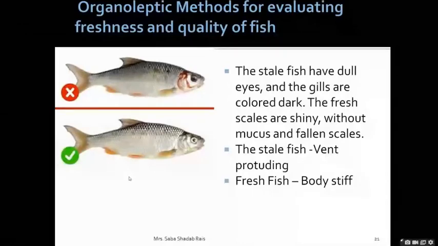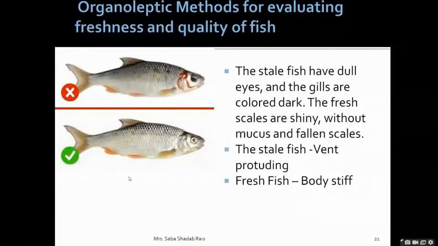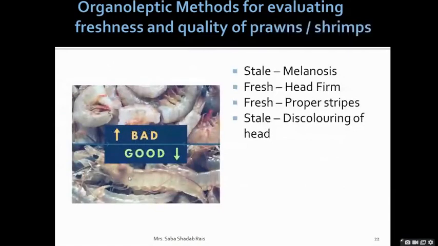So this is about the fish. Now, as I told you, we are learning this particular unit about the complete seafood. So the next most important seafood is the prawns. So let us discuss the prawns.